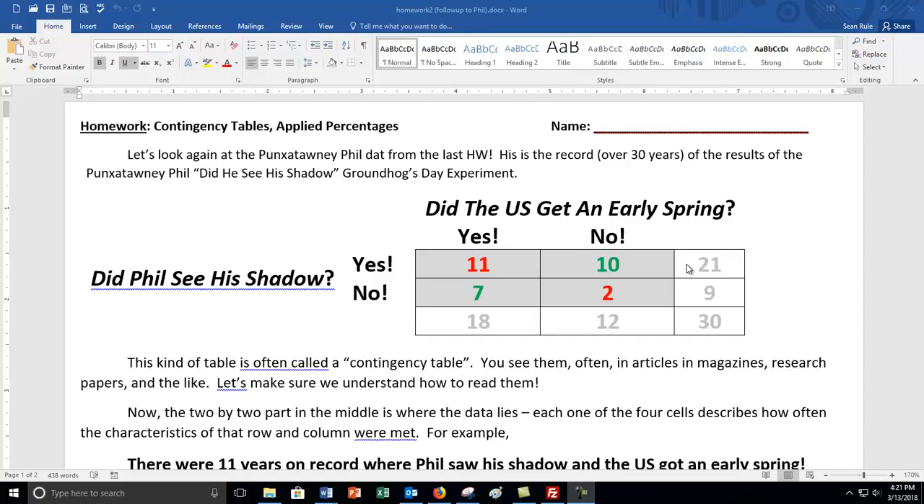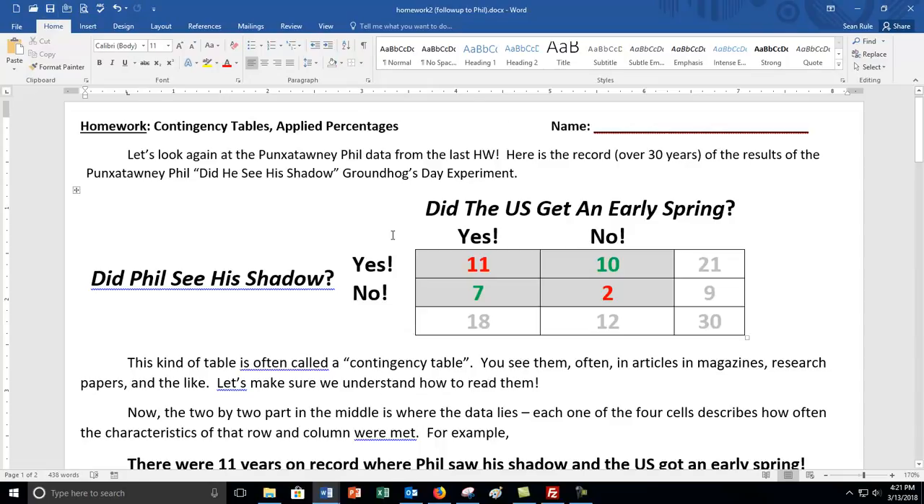Hey there, everybody. The purpose of this video is to get you some solutions to this Punxsutawney Phil data. And so, oh my God, here is the record. How many typos are going to be in this document? We'll find them all right now. Here's the record over 30 years.